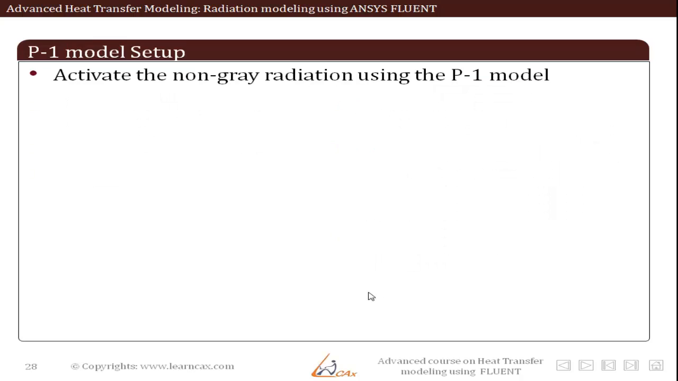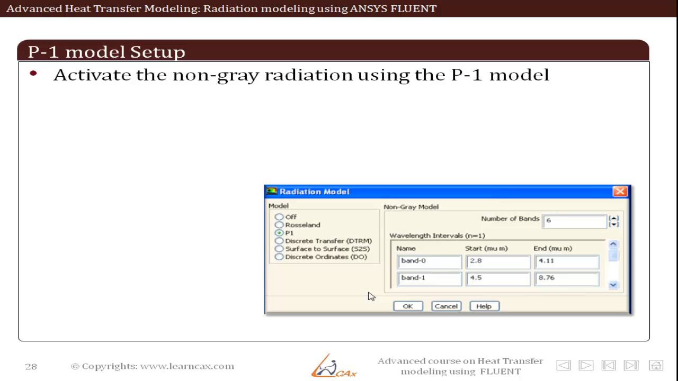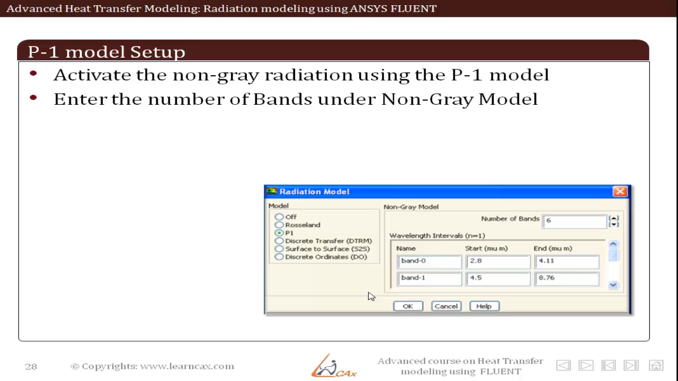Now let us learn how to actually use the P1 model, or set up the P1 model, in the Fluent software. First, we need to activate the P1 model. Now the original equation of the P1 model which we saw was meant for gray radiation only. Nowhere in the equation did we see any quantity which was a function of wavelength. So by default, the P1 model will solve gray radiation only. If we want to solve non-gray radiation, which means real conditions in which radiation properties and quantities vary with wavelength, we have to give additional inputs.